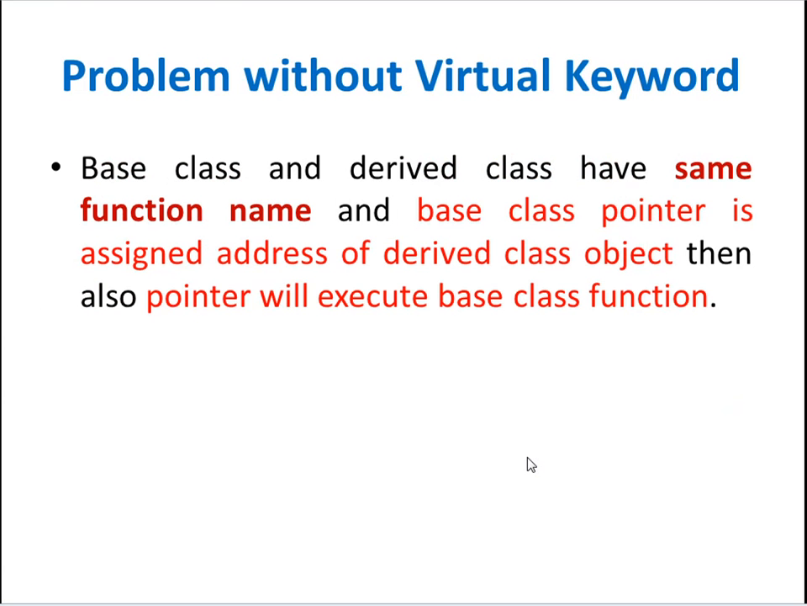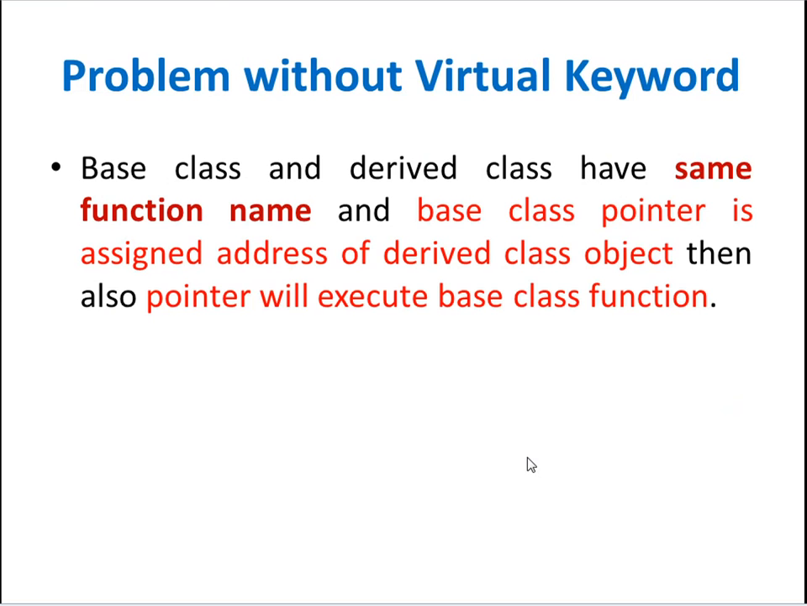Now we are going to see the details. If we are not using the virtual keyword in front of the function, what will happen? Problem without the virtual keyword: for example, the base class and derived class have the same function name, and a base class pointer is assigned the address of a derived class object. Then the pointer will execute the base class function, not the derived class function. This is a problem.